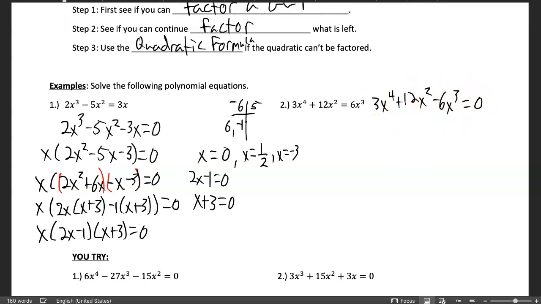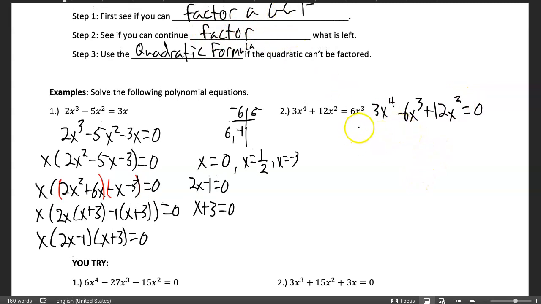And this isn't in standard form, so let's go ahead and rewrite it in standard form. So this becomes 3x to the 4th minus 6x cubed plus 12x squared. Step 1, factor out a greatest common factor. So what can we pull out? We can pull out a 3, and each of these terms has an x squared. So we'll pull out a 3x squared, and what are we left with? We have x squared minus 2x plus 4 is equal to 0.